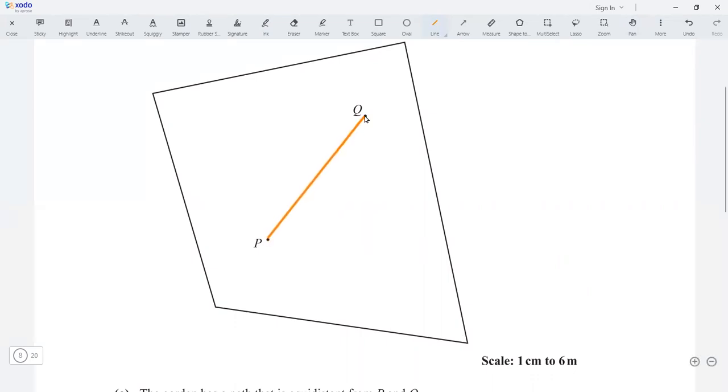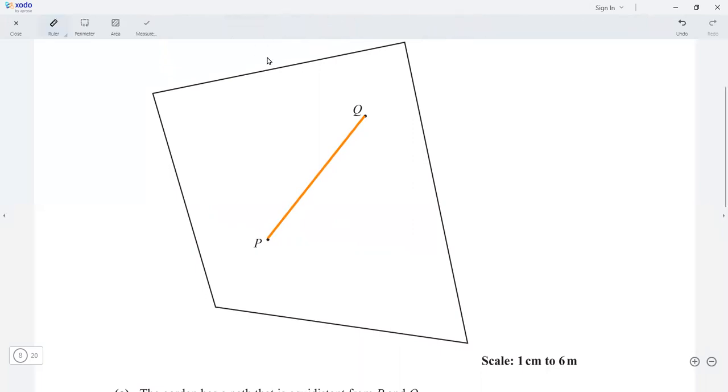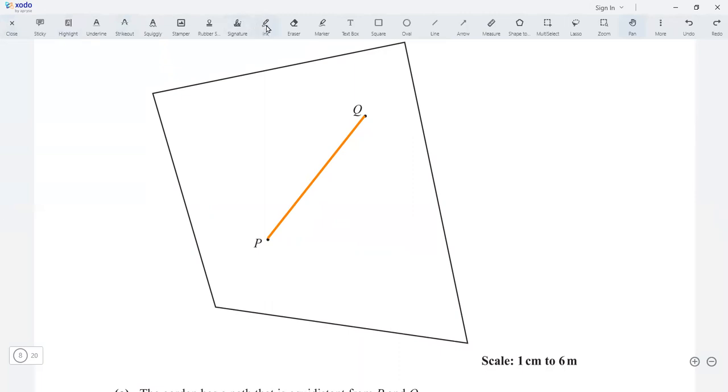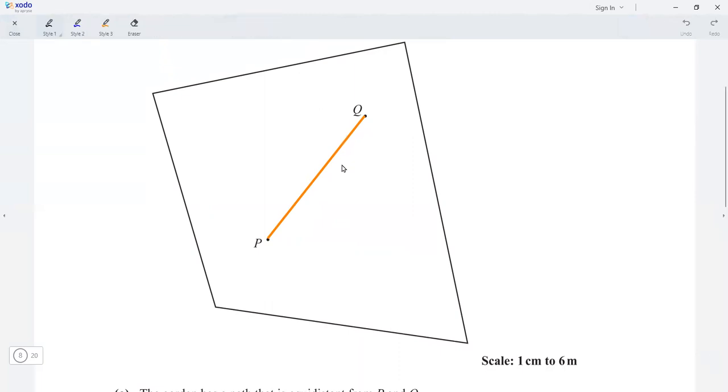First of all, join P and Q, and then draw the perpendicular bisector. First check the length of P and Q in centimeters. You can check, it's almost 5 centimeters. So we have to open our compass more than half, say 2.6, 2.7 or 3, anywhere there. And then we have to draw an arc. After putting the needle at P, we have to draw an arc here.